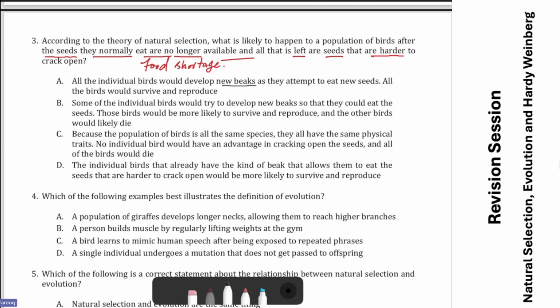Of course, that's not possible. They cannot develop new beaks. So I'm not going to read the next ones, okay? Because it's not possible. They already have beaks. They cannot develop new beaks.